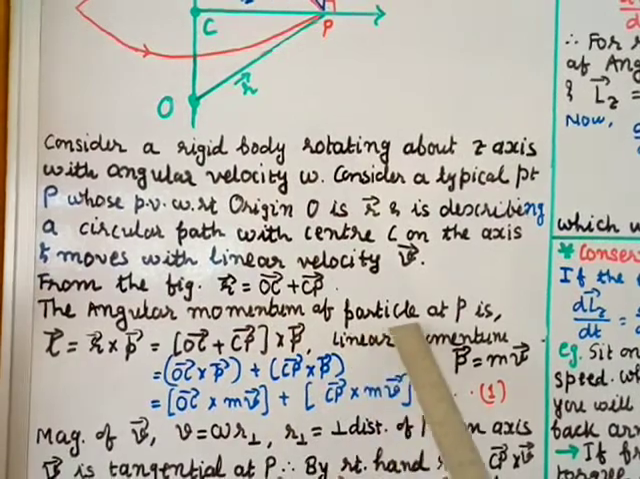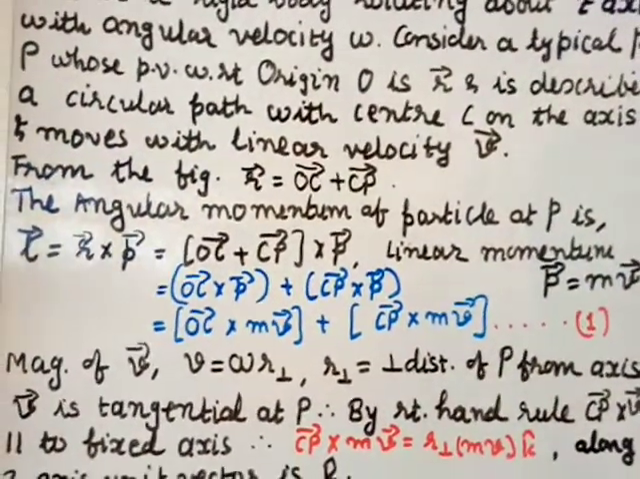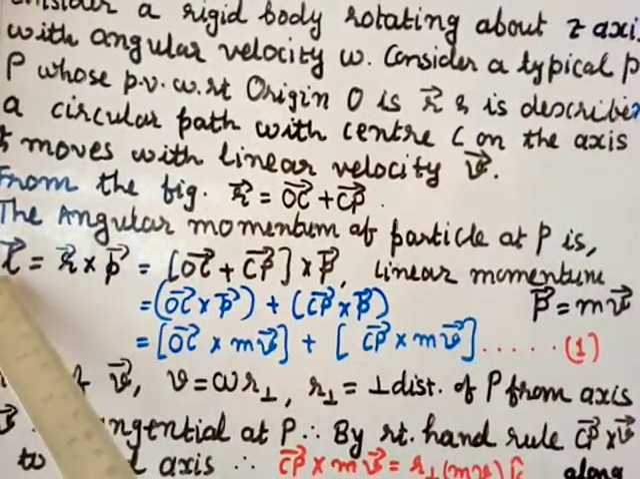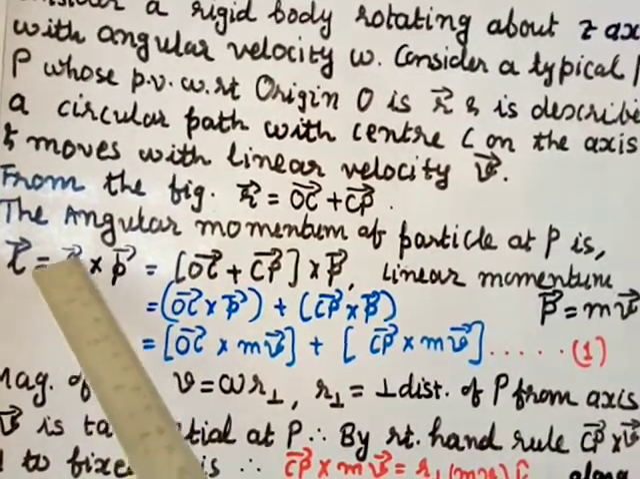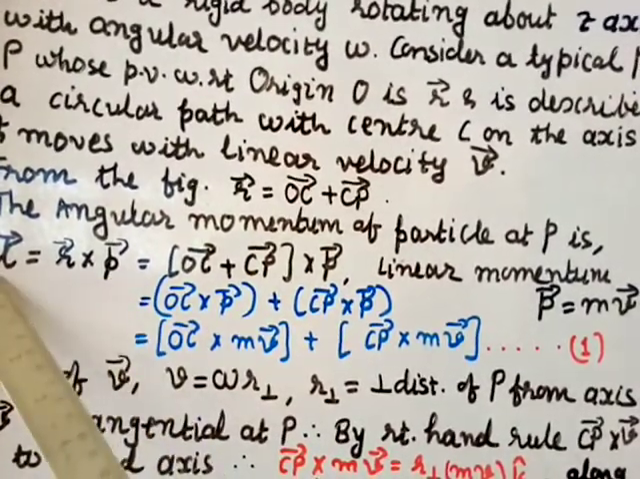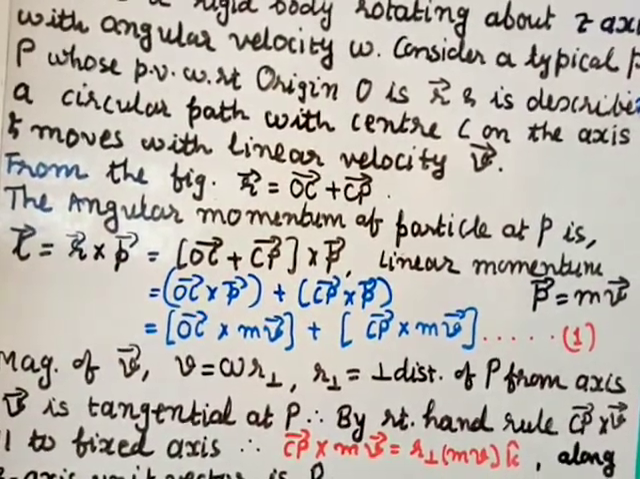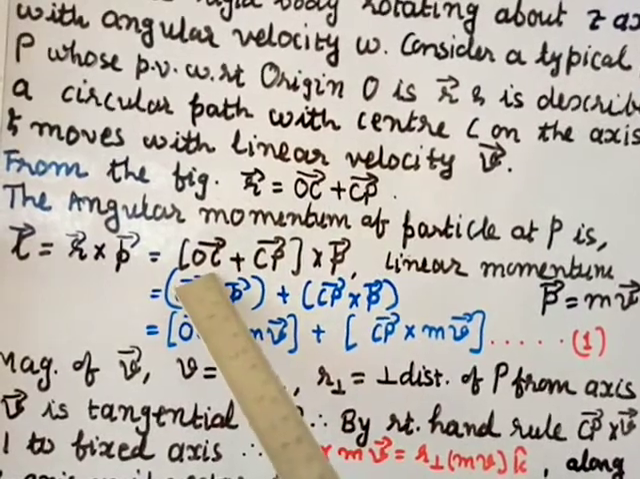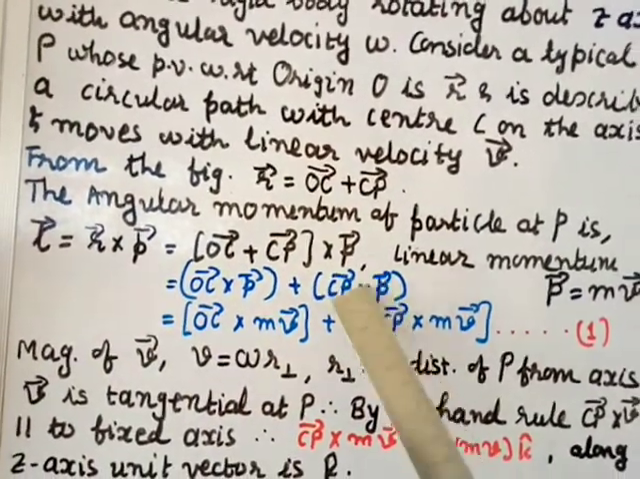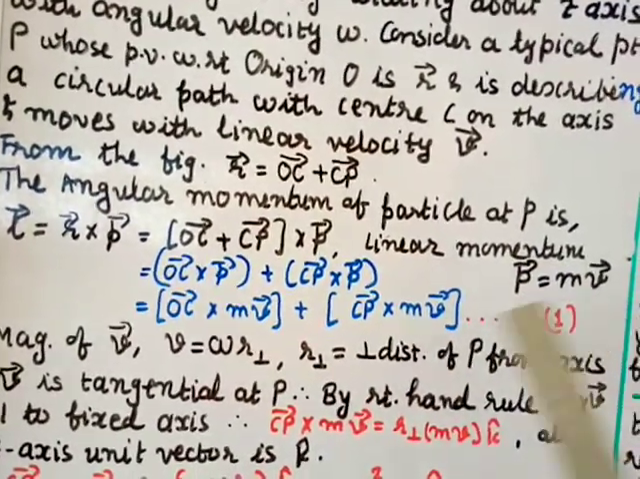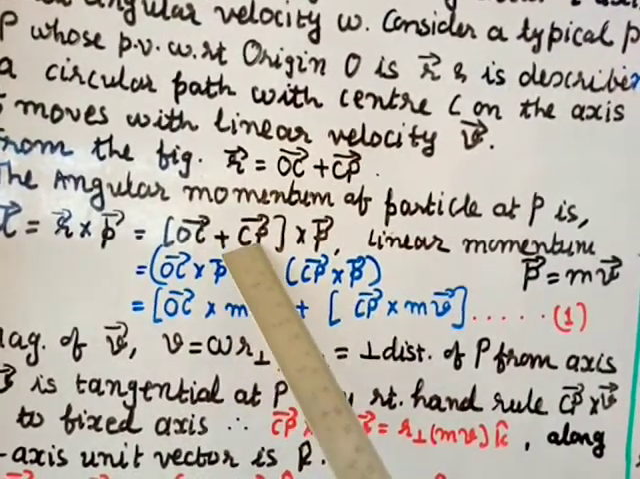The angular momentum of the particle at P is given by the formula vector L equal to vector r cross vector P. r is the position vector, P is the linear momentum, and L is the angular momentum of the particle at point P. Now for r, put vector OC plus vector CP, cross P, where P is the linear momentum and P is m into v. Open the bracket, so OC cross P plus CP cross P.